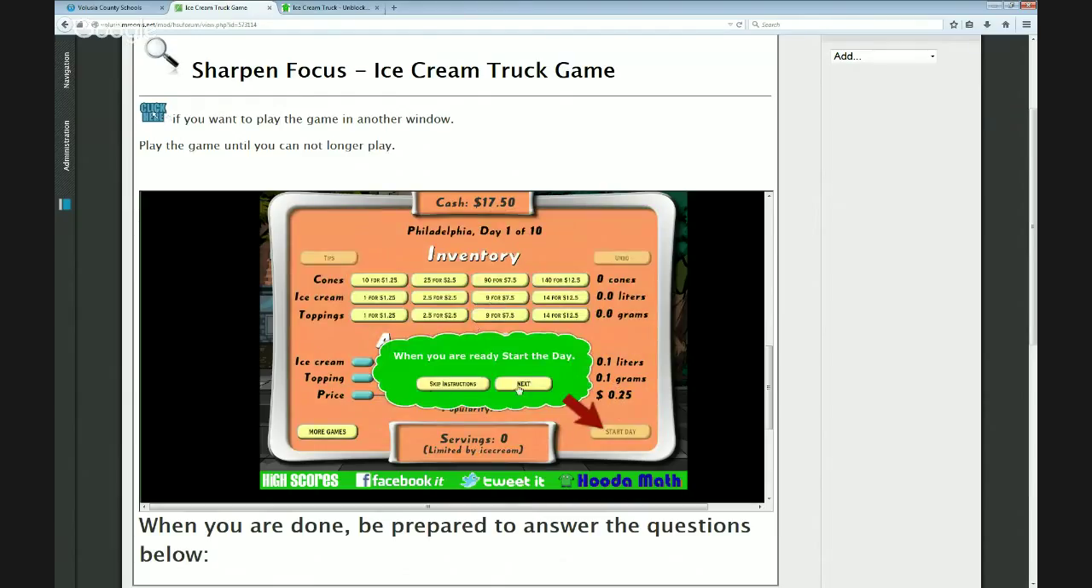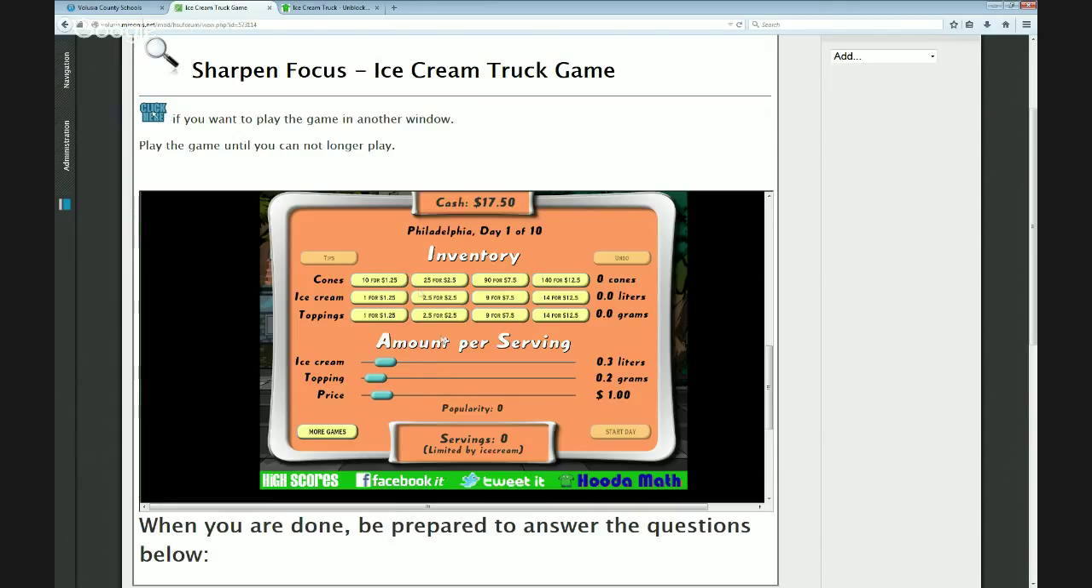It's giving us all the directions. All right, so you start off with $17.50. You need to make $25 to get to New York, basically. You can spend your $17.50 any way you want. Right now, every time someone comes to buy an ice cream from you, you are giving them 0.1 liters of ice cream, 0.1 grams of toppings, and you're charging them 25 cents. So let's bump this up to about $1. Let's give them 0.3 liters, and let's give them 0.2 grams.